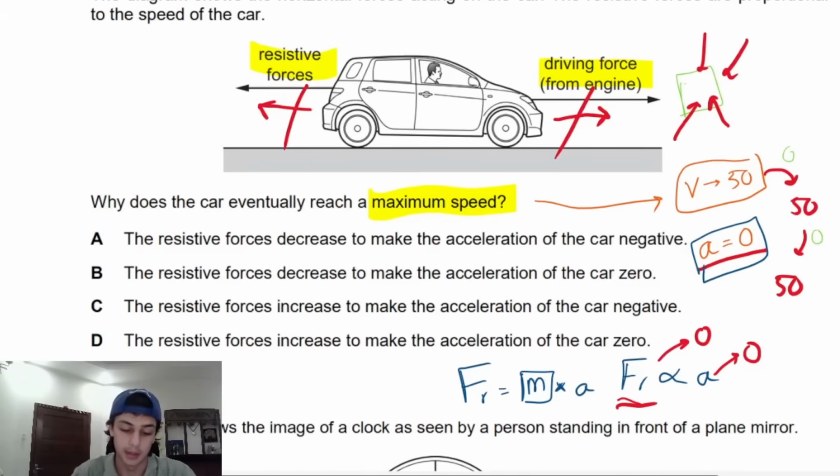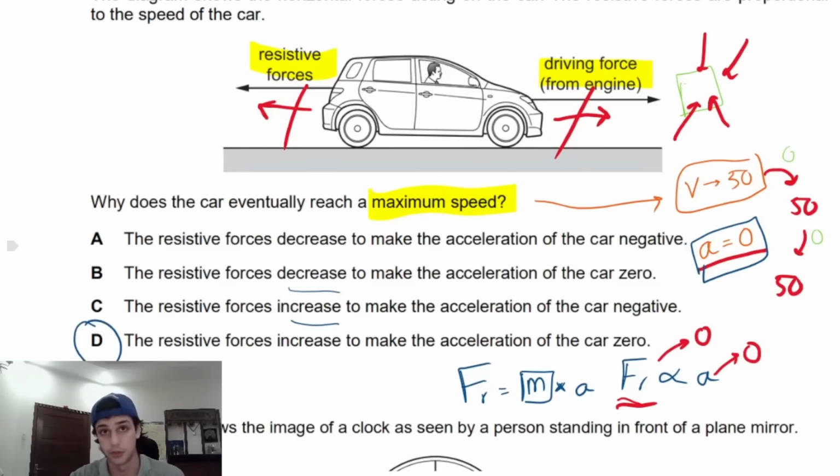Now with that in mind, let's go over the options. We can see that the resistive forces should increase or decrease. They should surely increase because the driving force is going to be constant, so the resistive forces need to slowly catch up with it. And they're going to increase to make the acceleration of the car 0. The answer should be D.